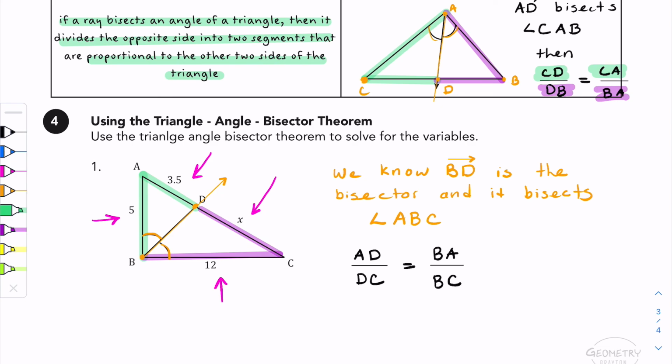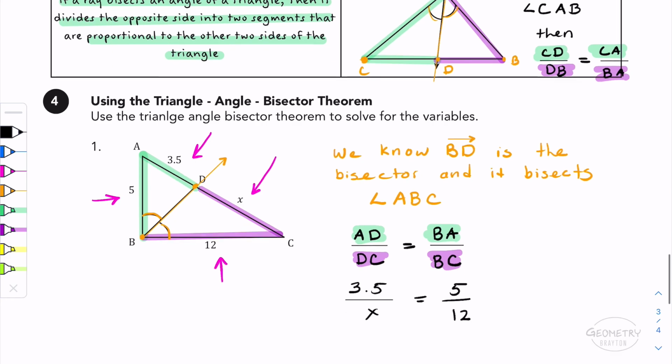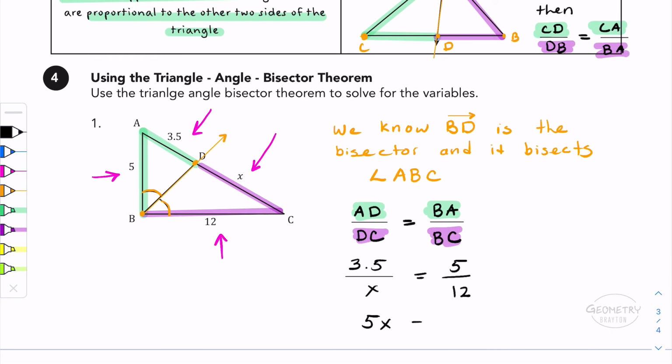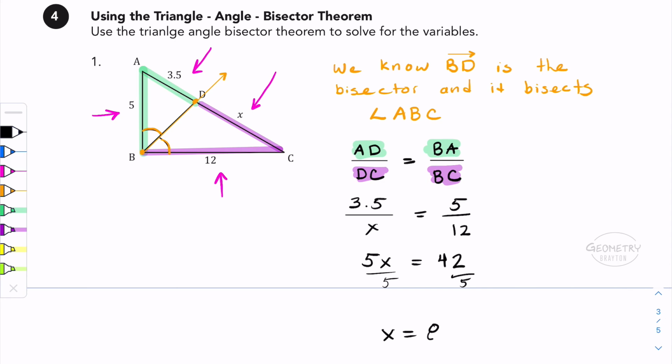So again, I put the green highlighted segments in my numerator. And both green highlighted segments are on the same side of the triangle. My purple highlighted segments are in the denominator, which are, again, on the same side of the triangle. I fill in my proportion, and I have 3.5 over x is equal to 5 over 12. Cross multiply, and I have 5x is equal to 42. And when I divide both sides by 5, my final answer is x is equal to 8.4.